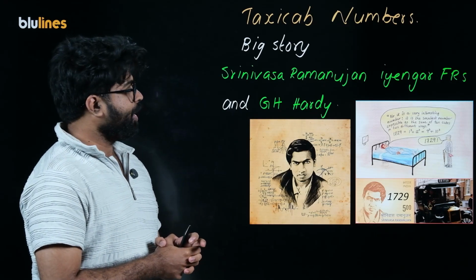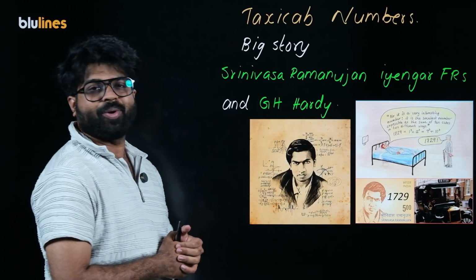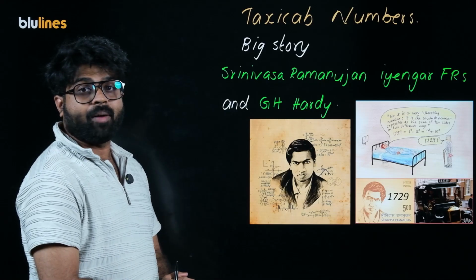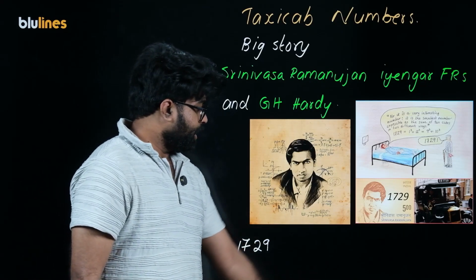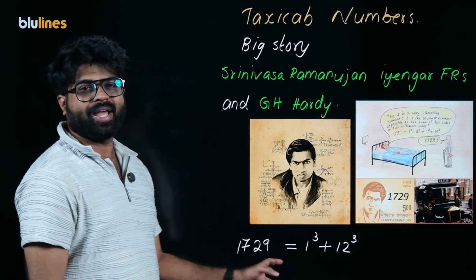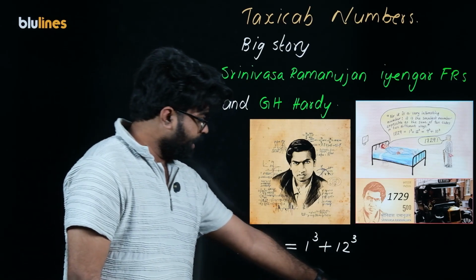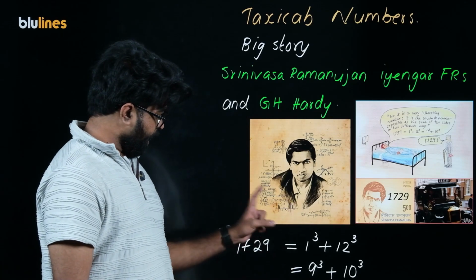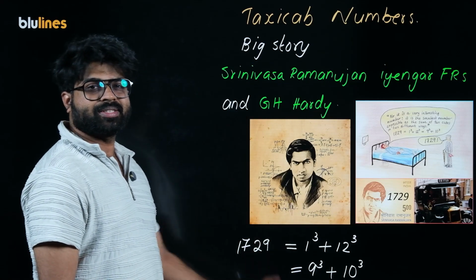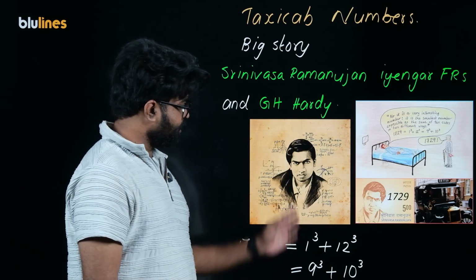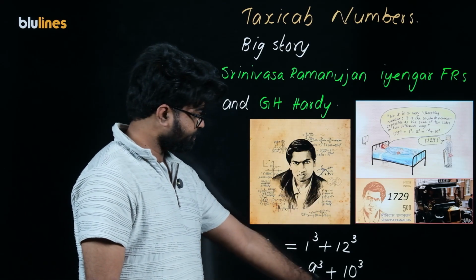But Ramanujan replied from his bed, no, it's a beautiful number. It is the smallest number which can be expressed as the sum of two cubes in two different ways, because I can write 1729 as 1 cube plus 12 cube, and that is equal to 9 cube plus 10 cube. So it's a big story from the great Indian mathematical genius Srinivasa Ramanujan.